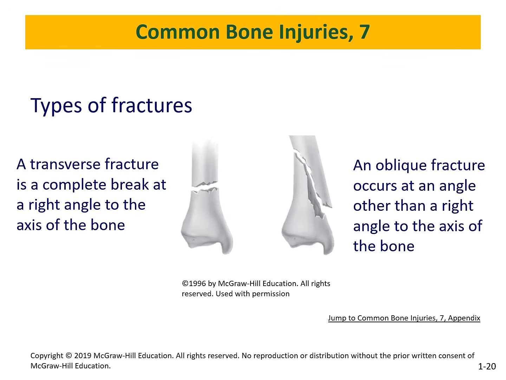Okay, transverse fractures. This is bad. Any transverse fracture means that there is something wrong with the bone. It's a complete break at a right angle to the axis of the bone. Usually these transverse fractures happen closer to the ends of the bone. Oblique fracture, this is good, this is healthy. Oblique fractures occur at an angle other than the right angle to the axis, and that means that the bone is healthy. We have a lot of calcium and it's strong enough.